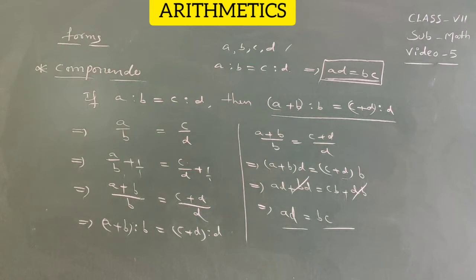If you get AD equal to BC, then we can say A, B, C, D are in proportion. For getting A, B, C, D in proportion, at last we will get AD equal to BC. So here, if A is to B equal to C is to D, then A plus B is to B equal to C plus D is to D, which is called componendo.